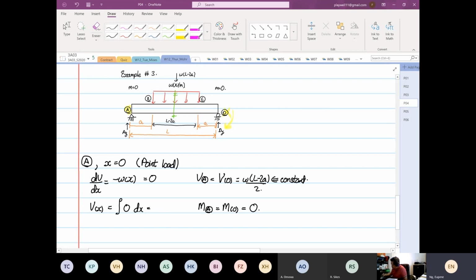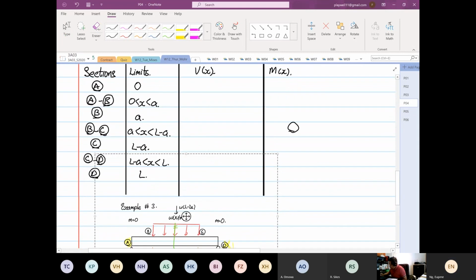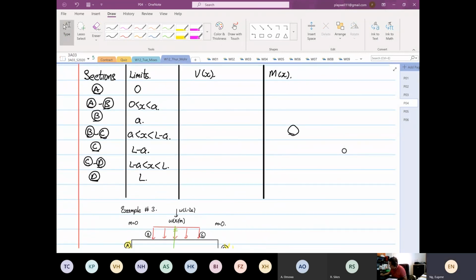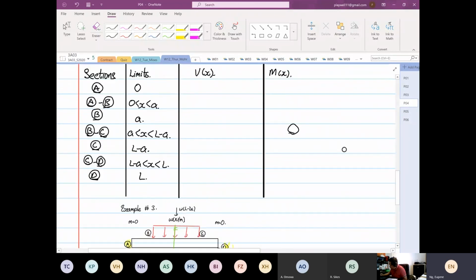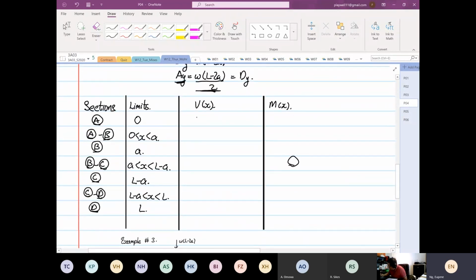In fact, you can also use this relationship. So m as a function of x is also equal to 0. I have a fixed point, so the moment at point 0 is equal to 0. For this case, you found your v, the shear force equation, at a single point is omega (L minus 2a) divided by 2, and m as a function of x is equal to 0. So all of this over here, they are all constant. They are not a function of x.